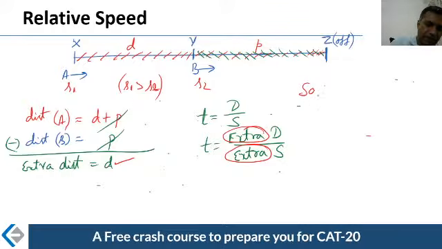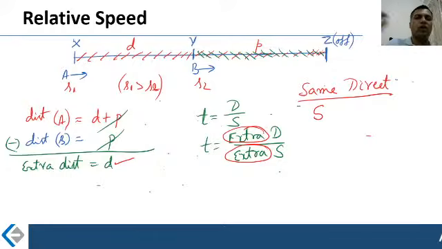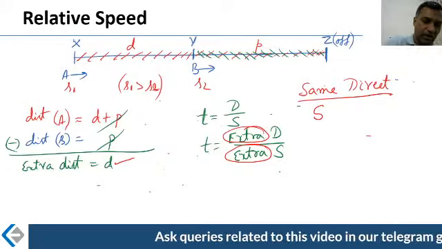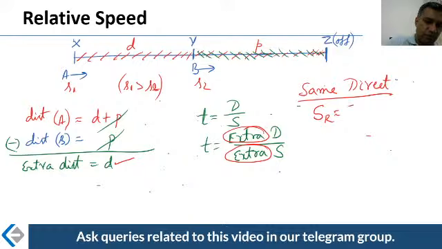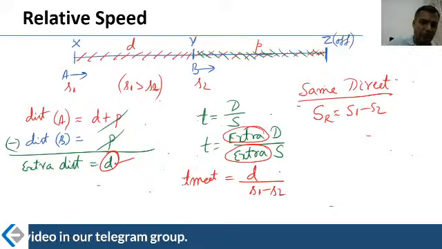That's what happens in the same direction. When they are moving in the same direction, it's a concept of extra speed called relative speed. Relative speed in this case is nothing but S1 minus S2, because the relative distance is nothing but D. So this can be written as time of meet, that is when they meet together. Time of meet is D divided by the relative speed between them, S1 minus S2.